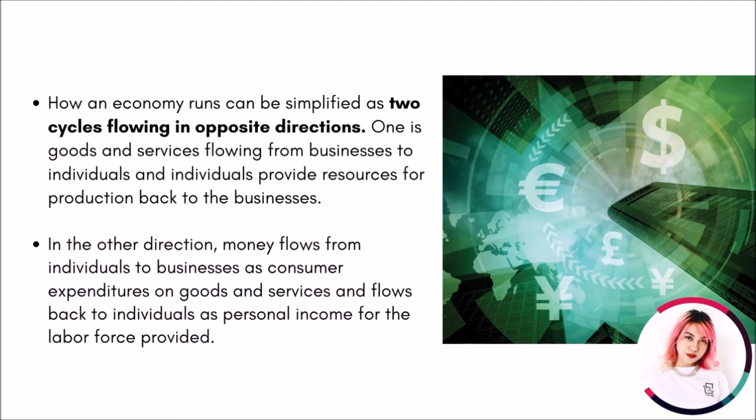How an economy runs can be simplified as two cycles flowing in opposite directions. One is goods and services flowing from businesses to individuals, and individuals provide resources for production or labor force back to businesses. In the other direction, money flows from individuals to businesses as consumer expenditures on goods and services, and flows back to individuals as personal income or wages, dividends, etc. for the labor force provided. This is the most basic circular flow model of an economy. In reality, there are more parties participating in a more complex structure of circular flows.